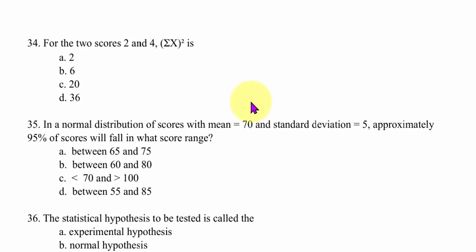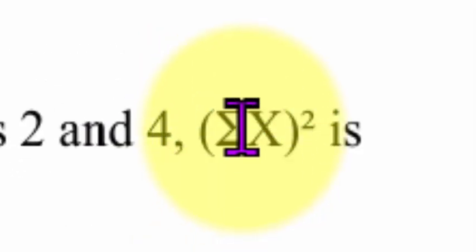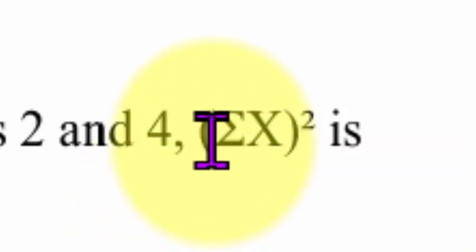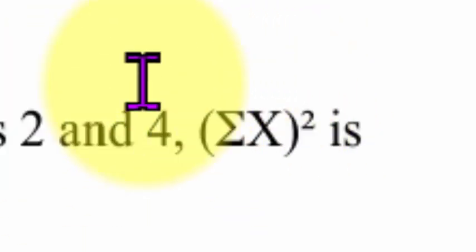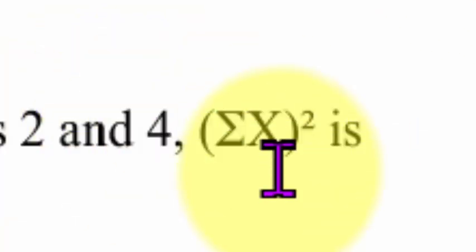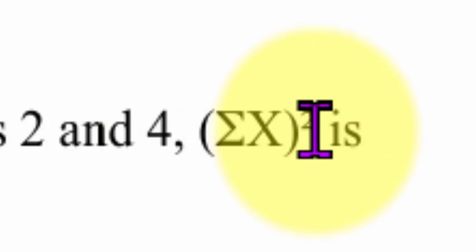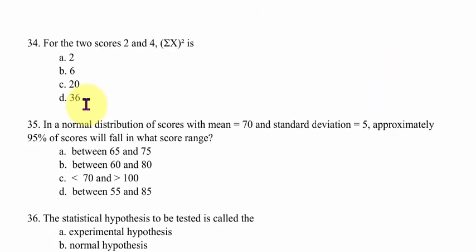Next. All right, some calculus. So this little thing here, that Greek E, I think that's a capital sigma. Looks like the E, right, that one. Boom. That means add them all up. And the X is everybody in the data set. So we're going to add them all up first. So 2 plus 4 is 6. And then, because it's outside the parentheses, we square 6. So the answer is 36.